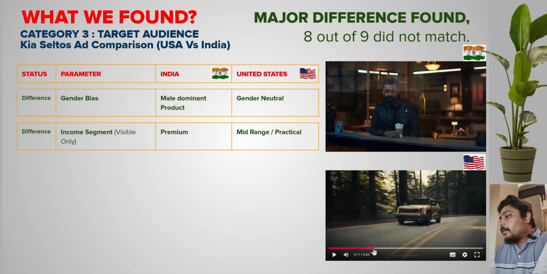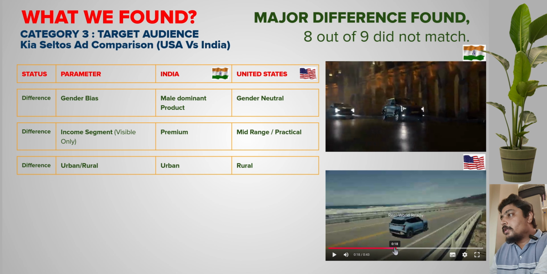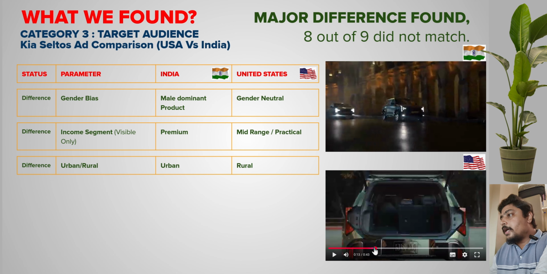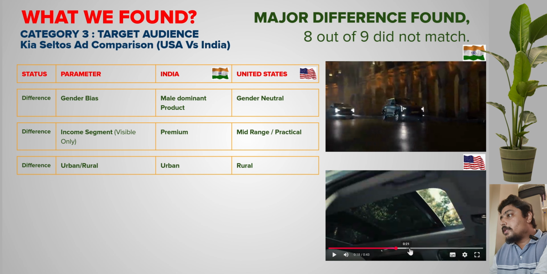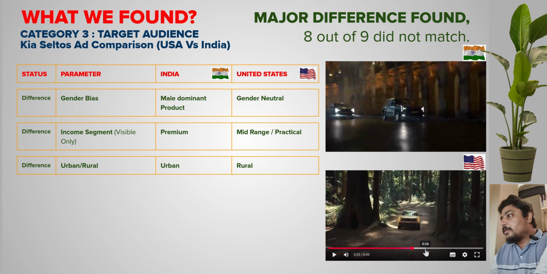Now the third parameter is urban or rural. In India, the ad is completely shown in the urban scenario, but in the United States the advertisement was shot in the rural scenario, in the forest and in the woods. So we have marked both of these parameters according to what we see in the ad.